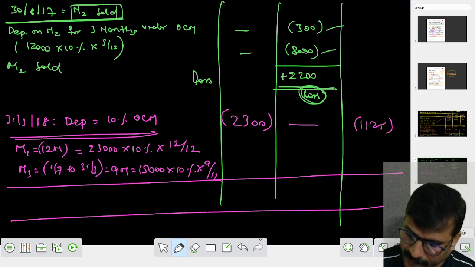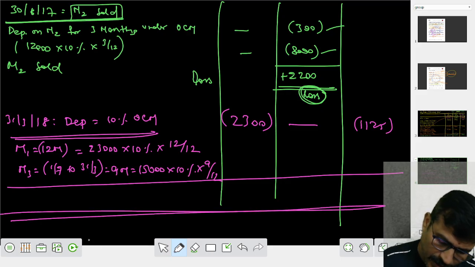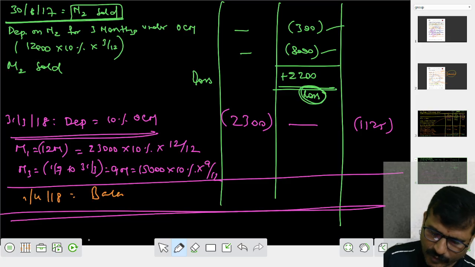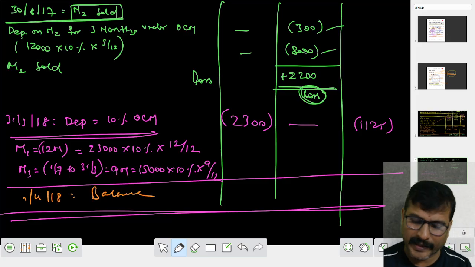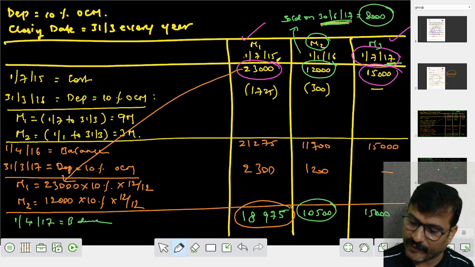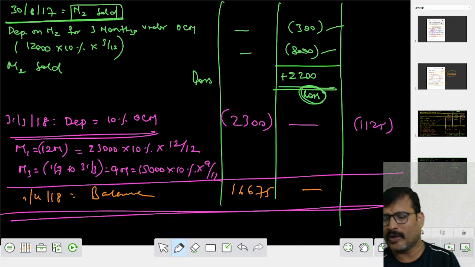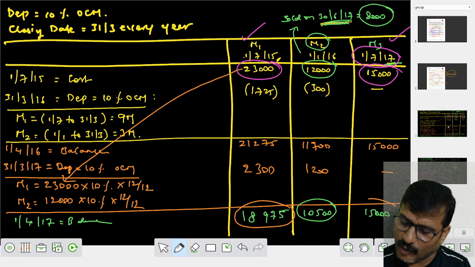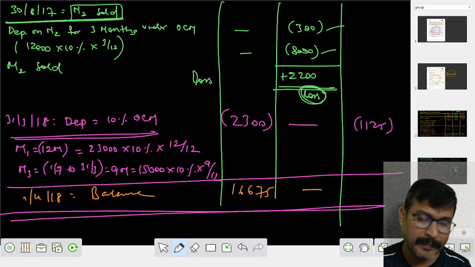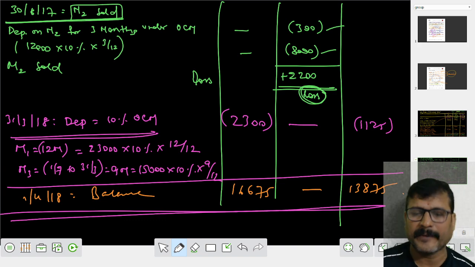Now we have to write the balance. The balance is to be written on what date? On 1st April 18. We have to write the balance. How much balance? See, out of 18,975, subtract 2,300. It comes to 16,675. M2 is sold, dash. For M3, out of 15,000, you subtract 1125. It comes to rupees 13,875.